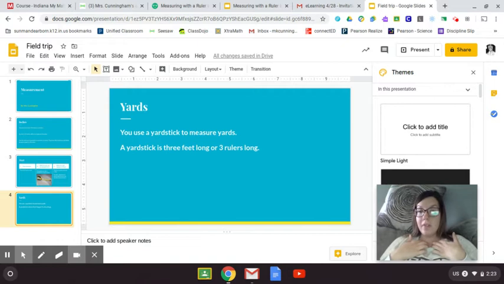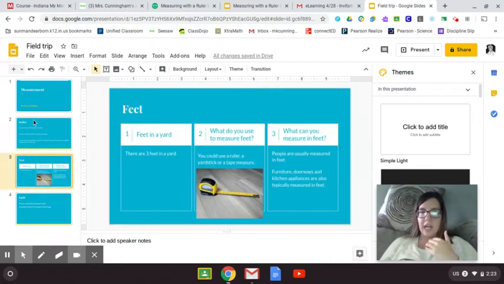But so there are 12 inches in a foot, 3 feet in a yard, and 36 inches in a yard. That's the basic thing you're kind of supposed to get out of this. I thought it would just be kind of fun to create and talk about it and talk about why we're learning it and things like that. So this is just a different way to do it.